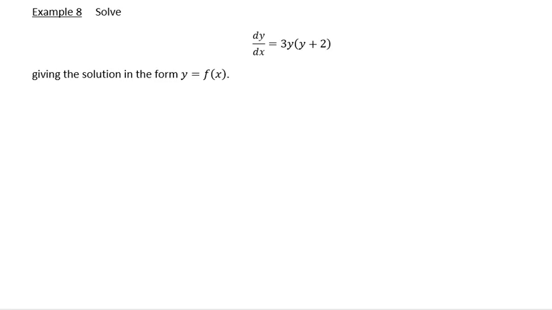Okay, to finish this off, we've got really what's more like an exam question here. So again, solve this thing, giving your solution in the form y is equal to a function of x. So you make y the subject, basically. Okay, I'm going to start by just rearranging the formula. And I'm going to say then that you've got 1 over 3y upon y plus 2, the integral of that, sorry, dy is equal to the integral of dx.